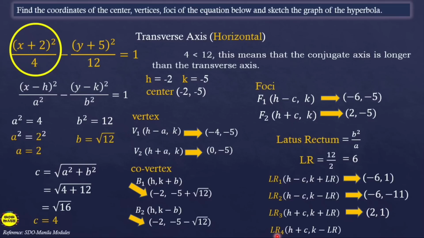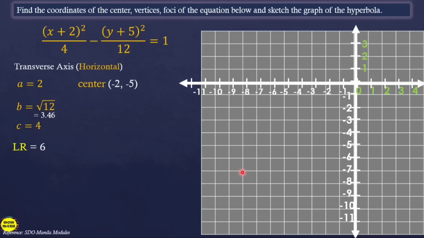Next, yung LR4 natin, yung H plus C, that is 2. Yung K minus LR natin is negative 11. So that is positive 2, negative 11. Okay, so nakuha na natin yung coordinates ng center natin, ng vertices at ng foci natin. So proceed tayo sa graph. So i-graph natin yung equation na to.